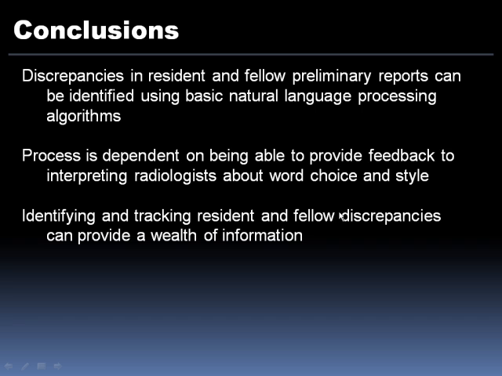So in conclusion, discrepancies in resident and fellow preliminary reports can be identified using basic natural language processing algorithms. It really was a couple of weeks of work, and we could have done much better stuff, but we're handicapped by the fact that we already changed the behaviors with the standard macros. The process is dependent on being able to provide feedback to interpreting radiologists about word choice and style, and identifying and tracking resident and fellow discrepancies can provide a wealth of information, really should be part of any quality and safety effort at an academic institution.